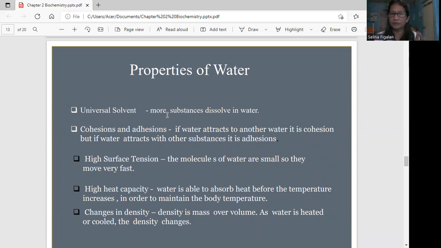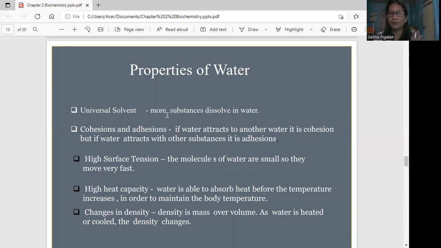Okay, but if water attracts with another substance, it is called adhesion, which means it is about the water and then the substance, and that is what you call the adhesion. The third one here is high surface tension. One of the properties of water is that the molecules of water are small, so they move very fast. Okay? So, molecules ng water daw ay maliliit.